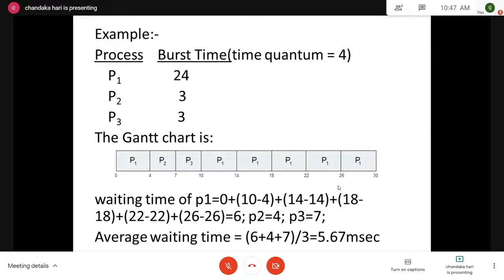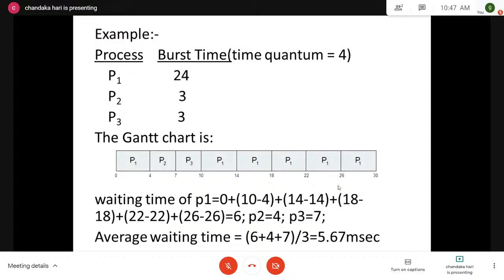Now coming to the next one. The waiting time for P2 is 4. The waiting time for P3 is 7. Now the average waiting time is equal to 6 plus 4 plus 7 divided by 3, that is 5.67 milliseconds.